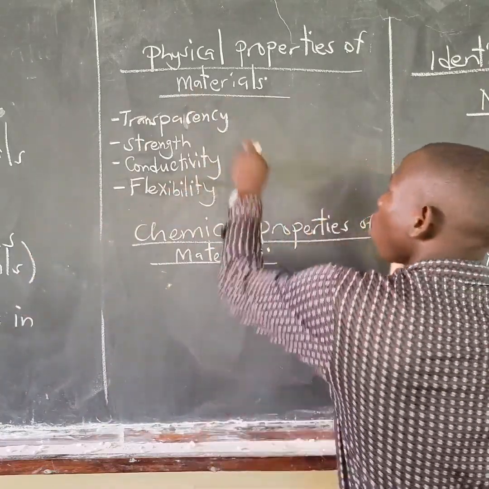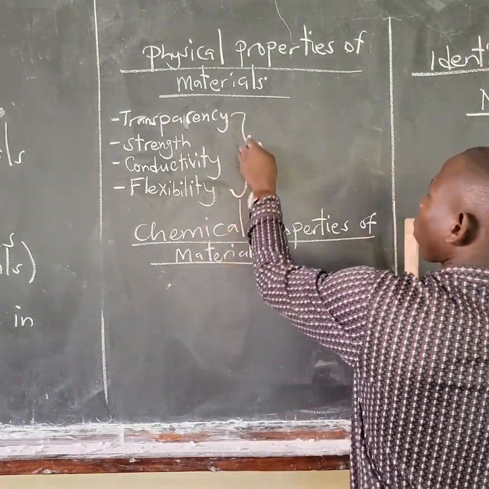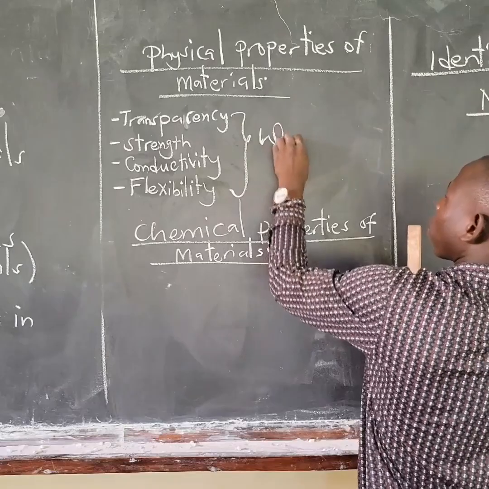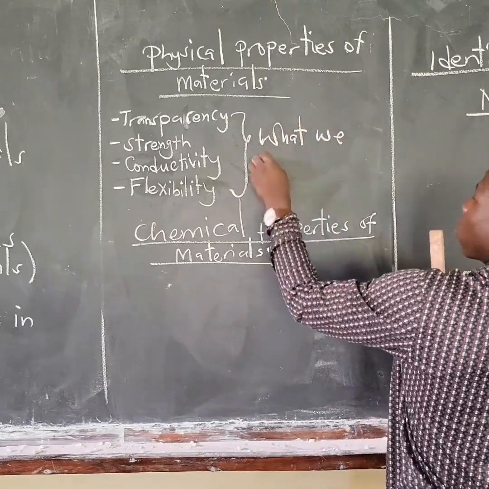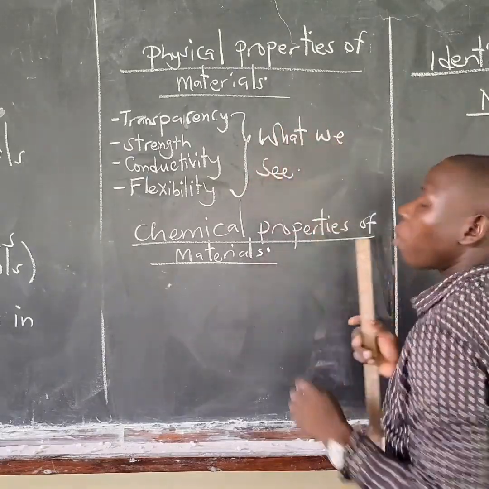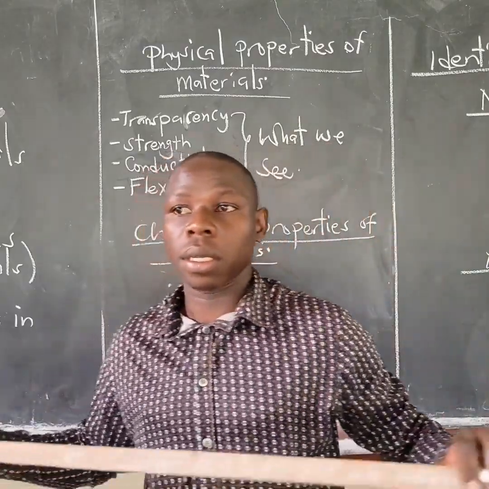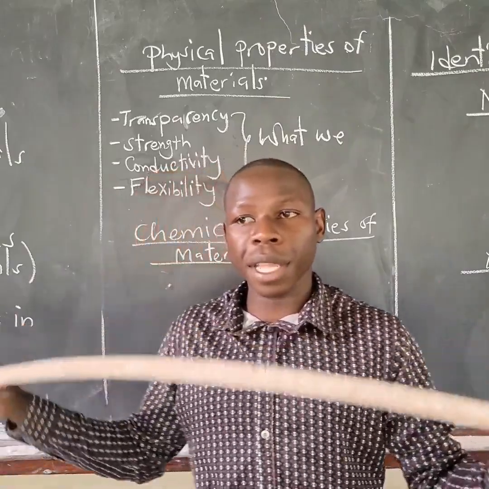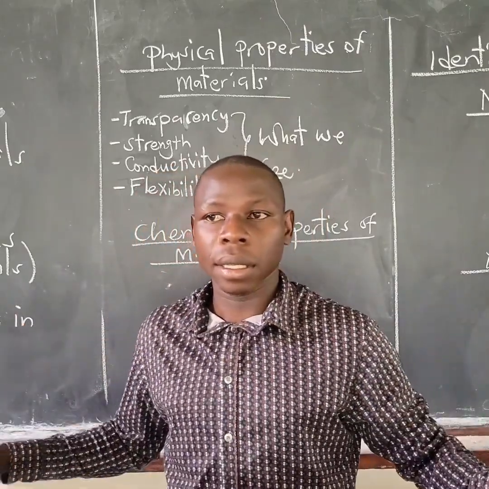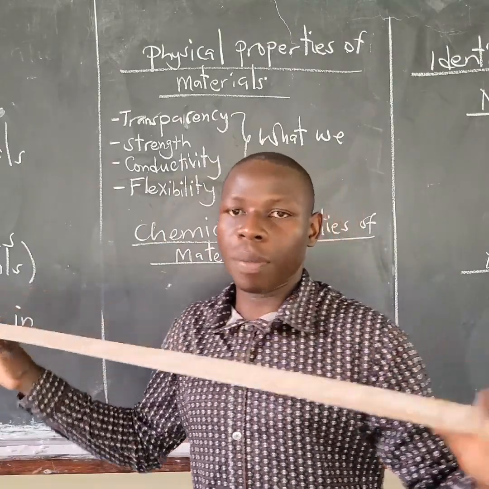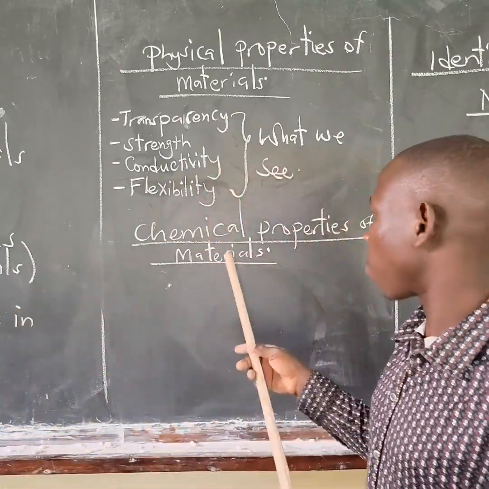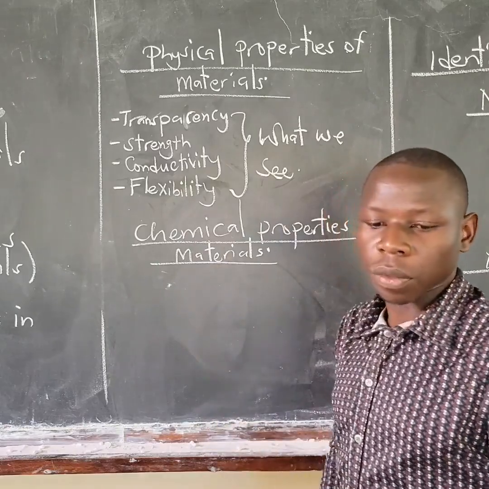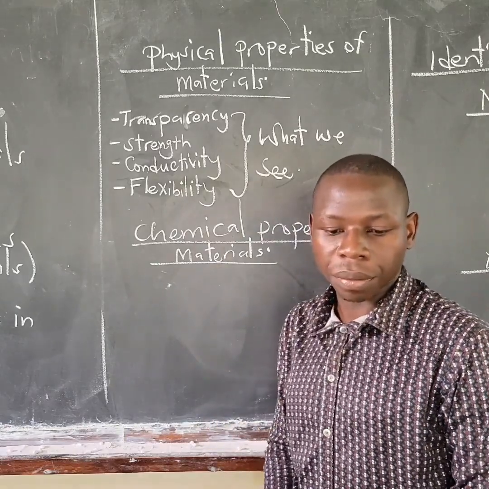When we say physical, we mean what we see. You'll see it bending, you see it breaking if you're trying to bend it. Those are the physical properties. Now let's go to the chemical properties of materials.